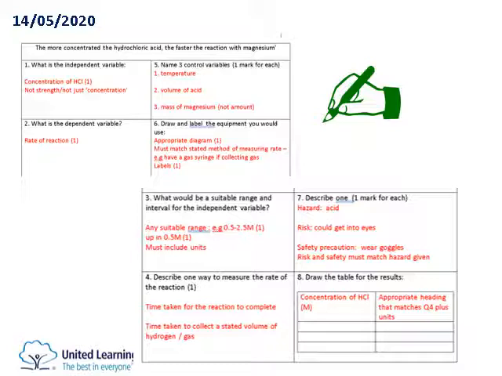What am I going to control? What am I going to keep the same? Temperature of the acid, volume of the acid, mass of the magnesium. Could have also had the... I don't know what else I could put for that one actually. Just stick to those three.